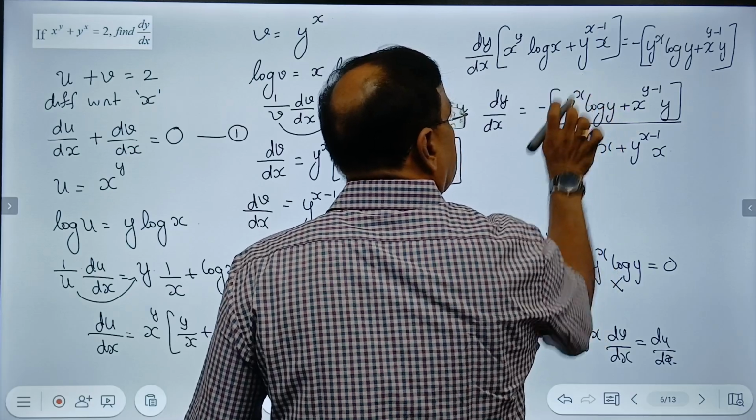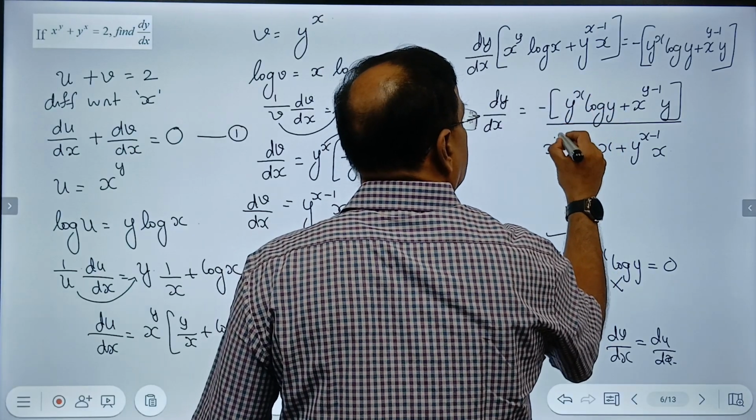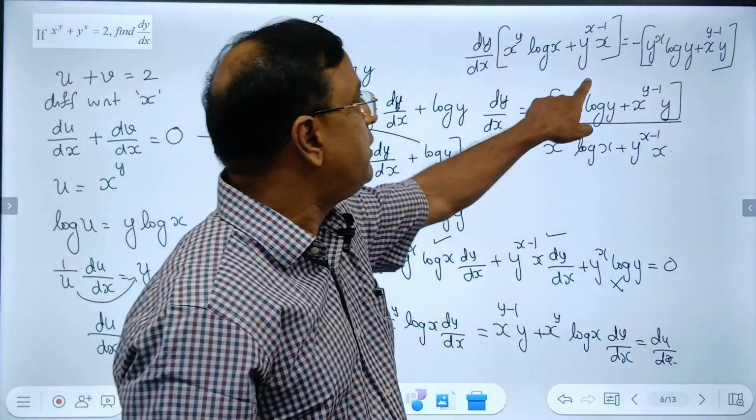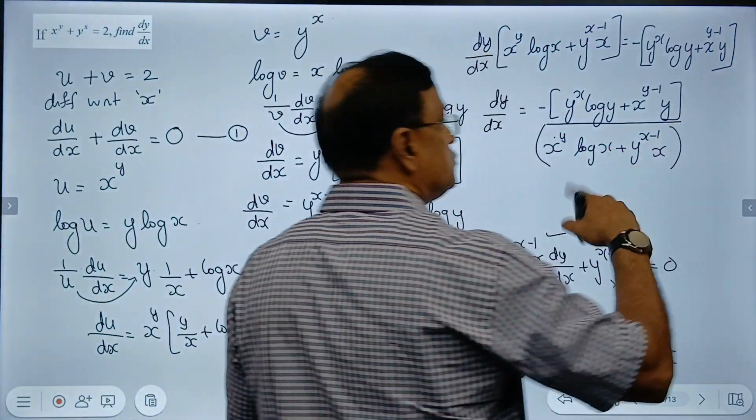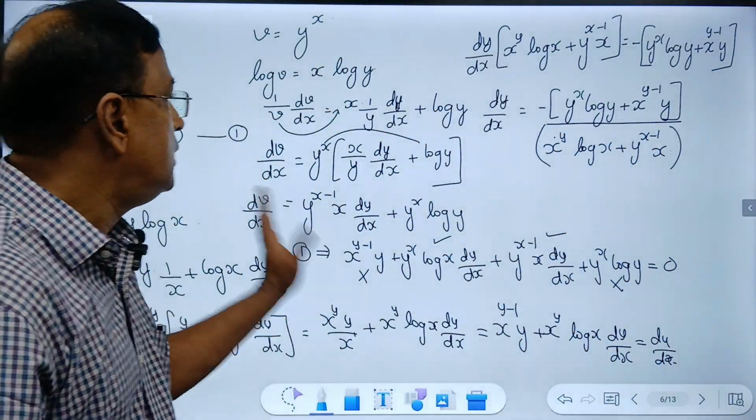So this will become x power y. We can make out easily because this is y power x. This also cannot be y power x. Very simple. So when you make a mistake, you should know how to identify it. So that's very simple.